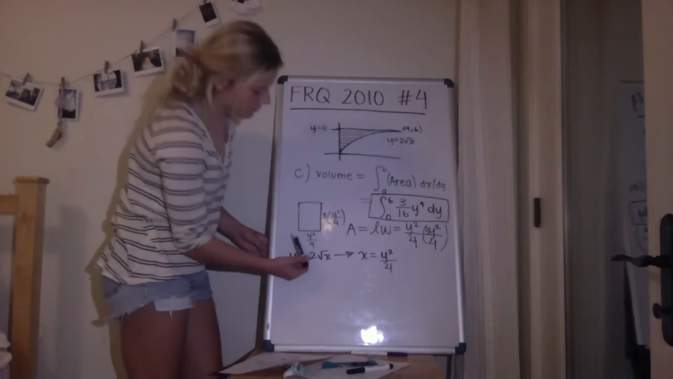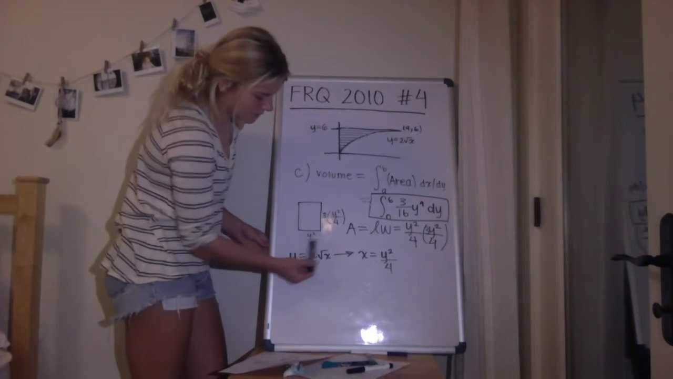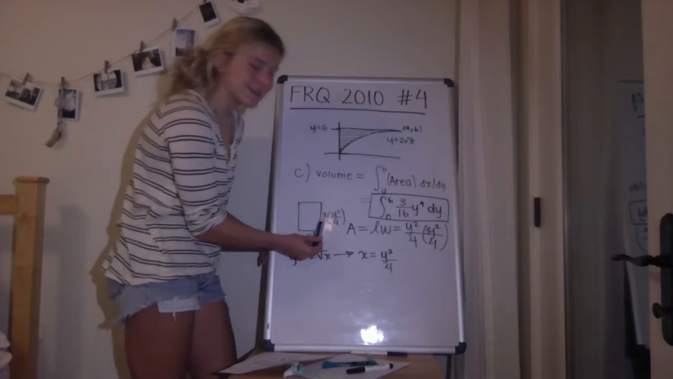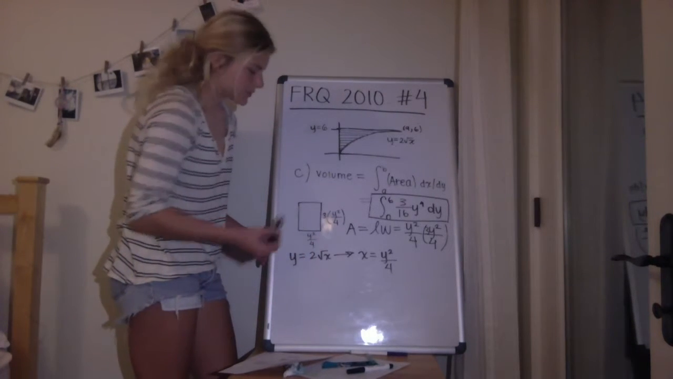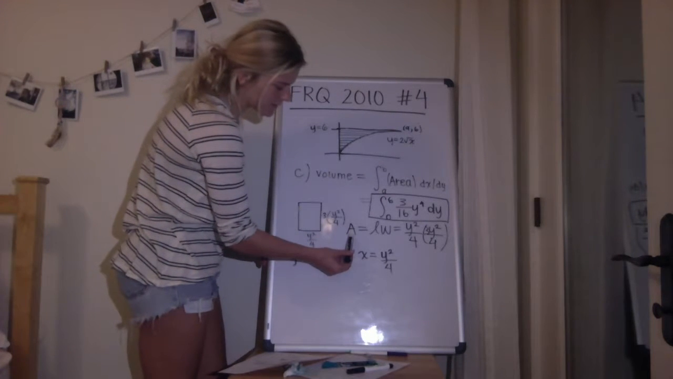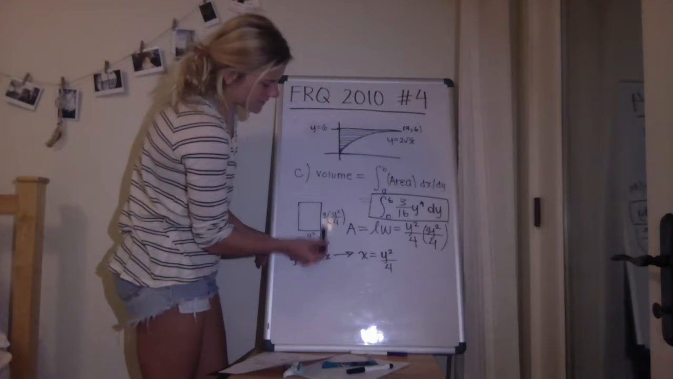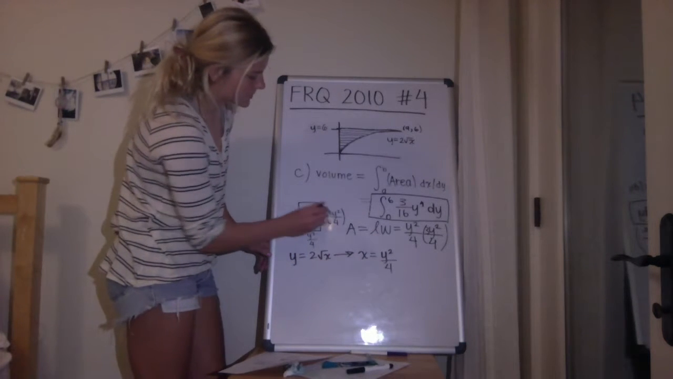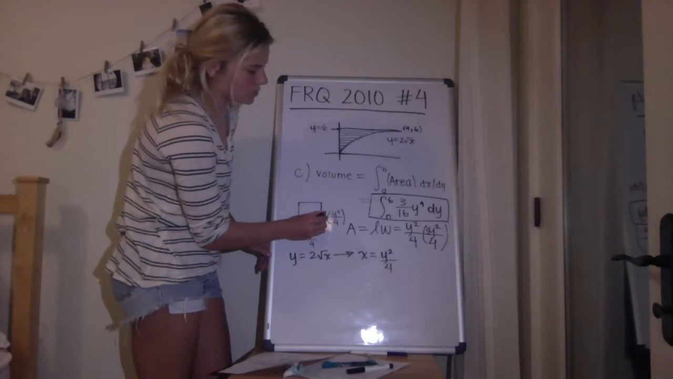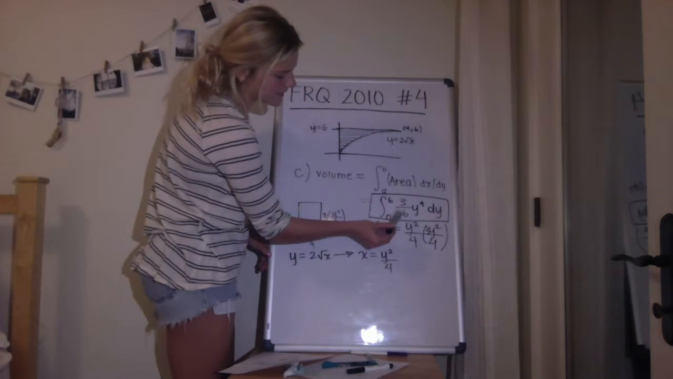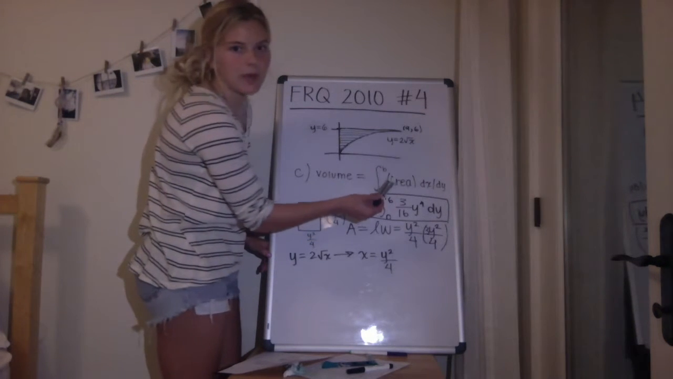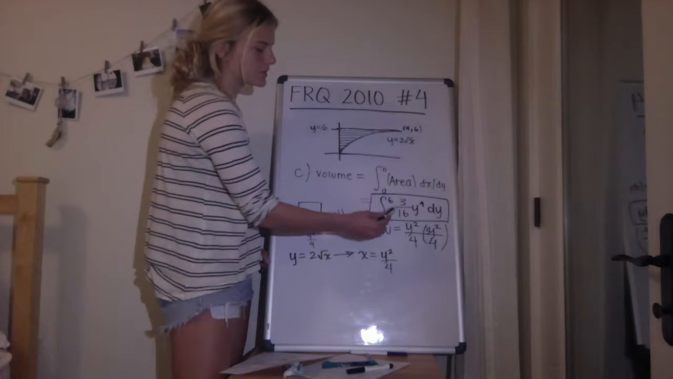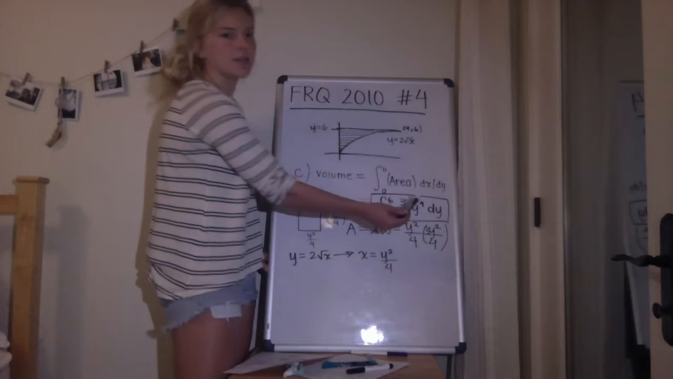So y squared over 4 is the length of our rectangle, and then it tells us in the problem that the height is 3 times that. So because we know that area is equal to width times height, our area will be y squared over 4 times 3y squared over 4, which is equal to 3 over 16 y to the 4th power. Our final answer is the integral from 0 to 6 of 3 over 16 y to the 4 dy.